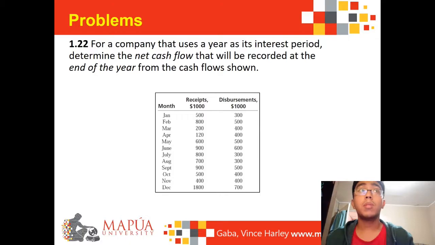Okay, so for this problem, it states that for a company that uses a year as its interest period, determine the net cash flow that will be recorded at the end of the year from the cash flows shown. So first, let's look at what we are trying to find. We should find the net cash flow at the end of the year, and we are given the receipts and disbursements for each month. So all we have to do is get the cash flow for each month by subtracting the receipts and the disbursements.